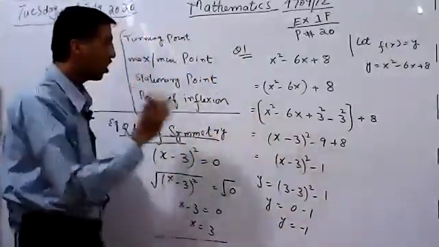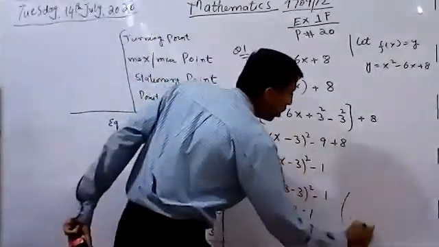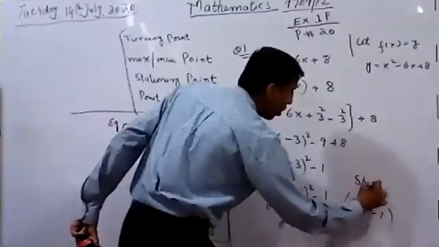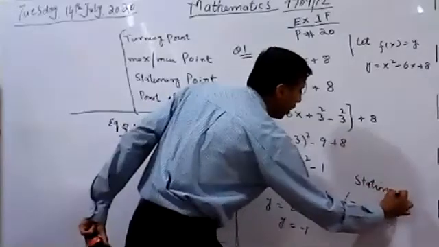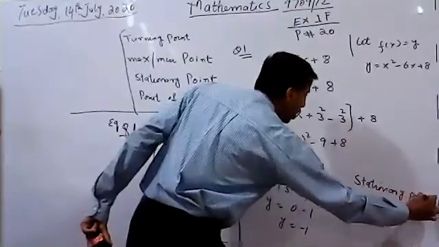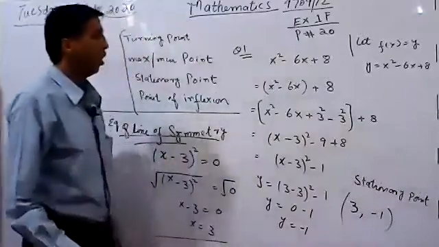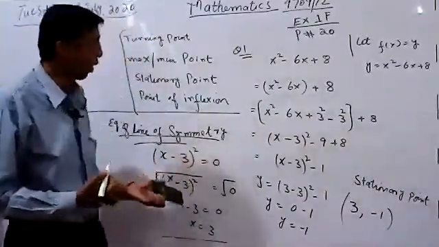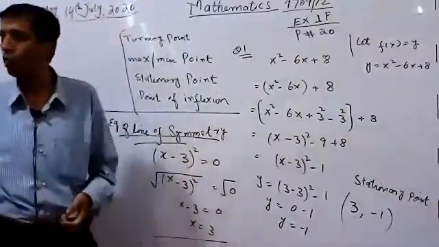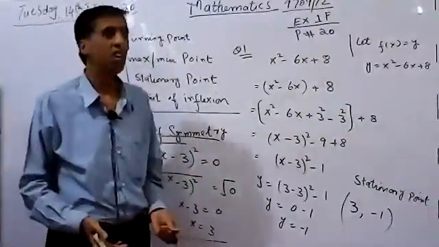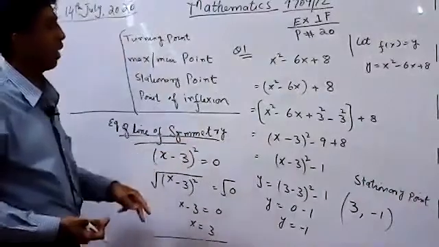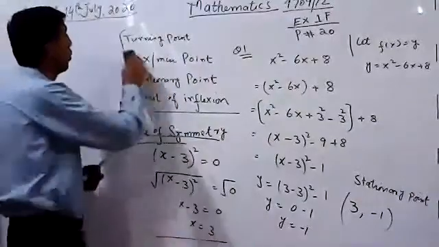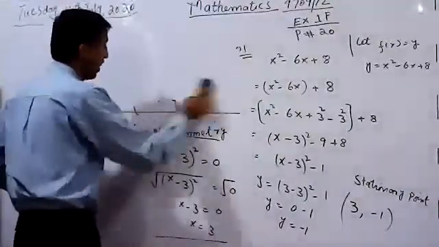Now my stationary point would be (3, minus 1). Whenever the word stationary point comes, turning point comes, maximum or minimum point comes, point of inflection comes, we will do the same process and get the stationary point. Actually, this stationary point, what it would be when you sketch the curve.